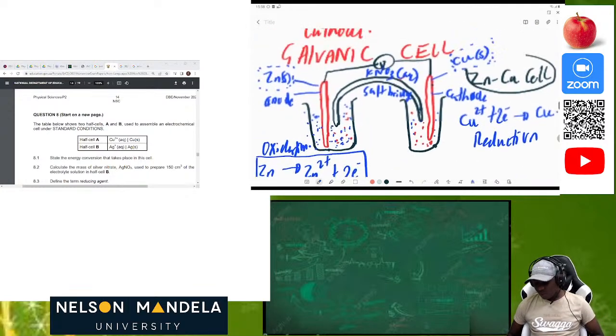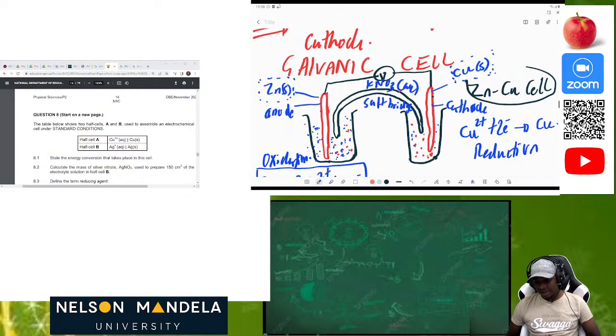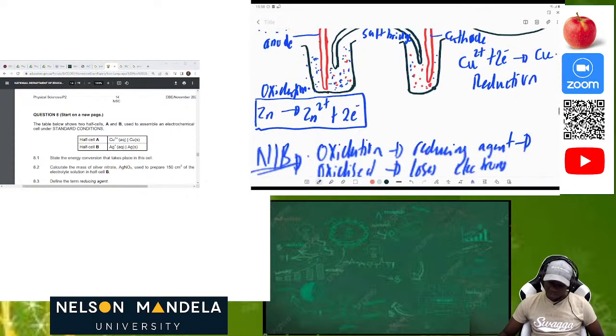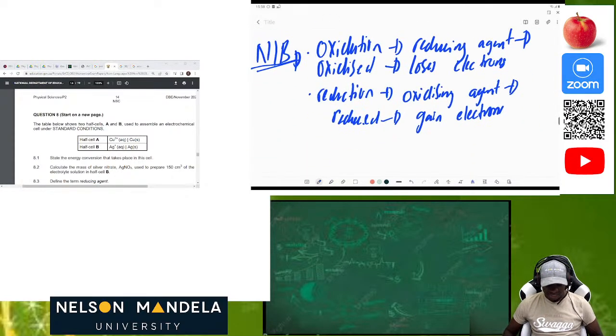So they may ask you, for instance, the function of a salt bridge. You definitely must know that a salt bridge is there because it completes the circuit. Those are small things which you must be able to realize as well. What I also want to highlight on this part is that we have what we call the net cell reactions. On the net cell reactions, what is important is to understand that you have to balance the two.